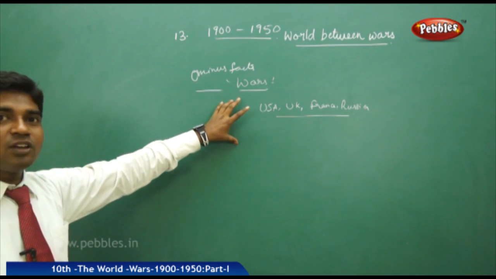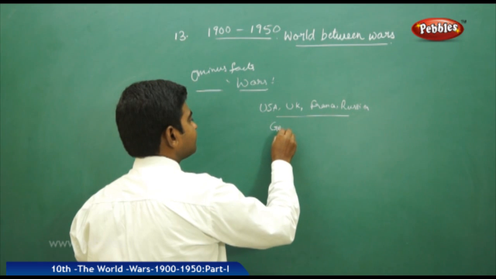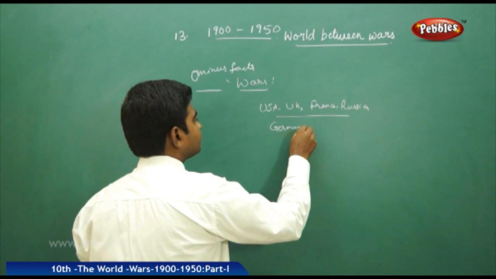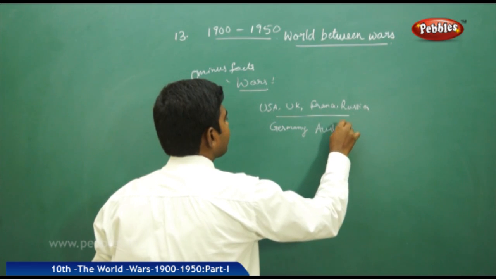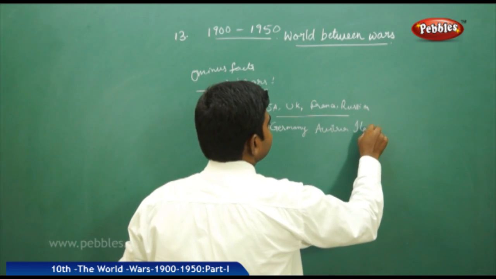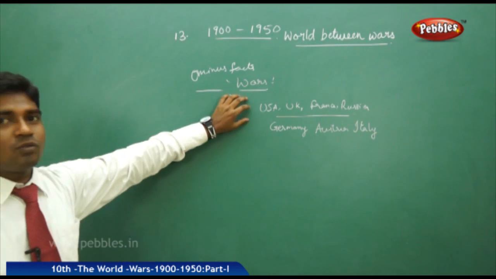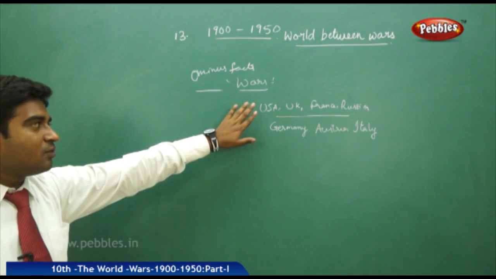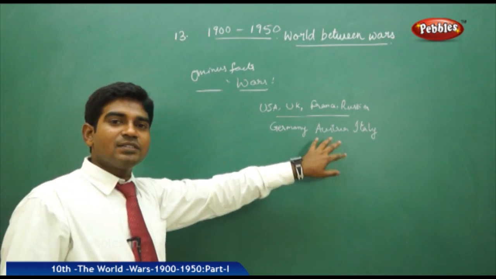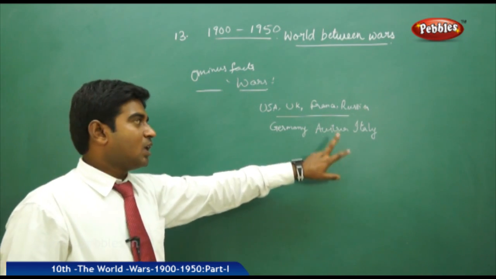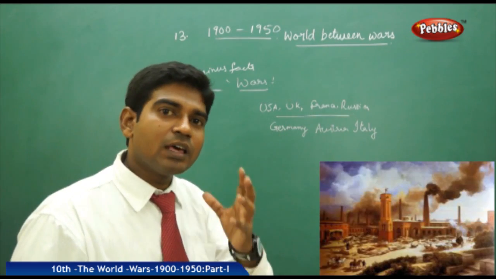For them, the opposite group is there. The other group is Germany, Austria, Italy. These are well advanced countries from the 19th century. These are the countries which got independence in the later part of the 19th century. Now these countries got influenced by the Industrial Revolution.